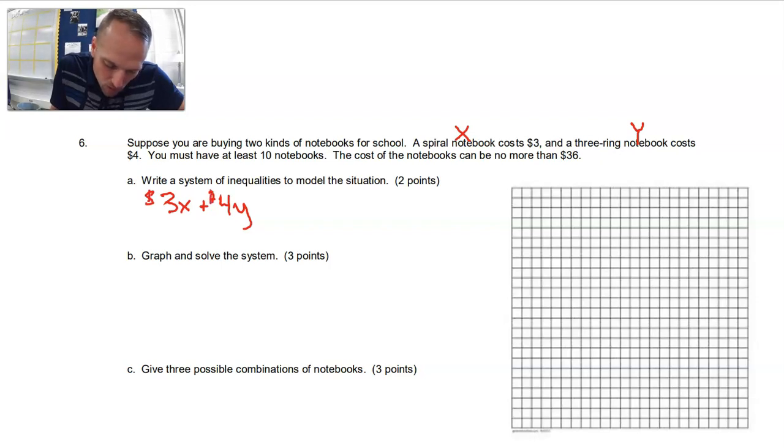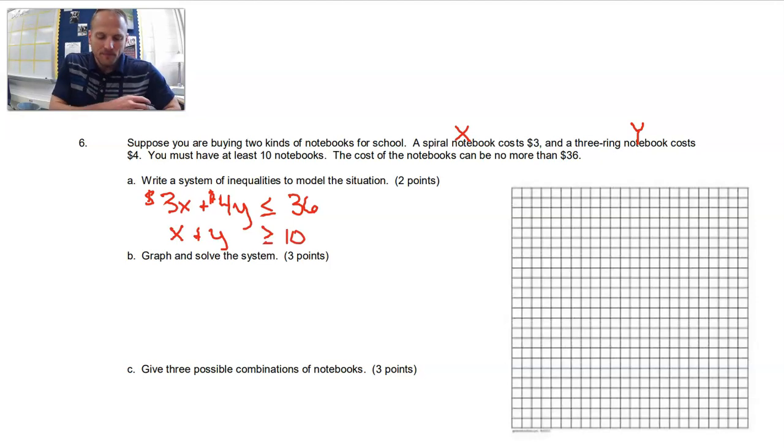How much money do we have to spend? Can be no more than, so that's got to be less than or equal to 36. Okay? You must have at least 10 notebooks. That means X plus Y has to be greater than or equal to 10.